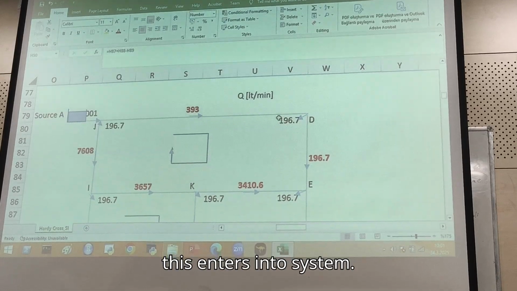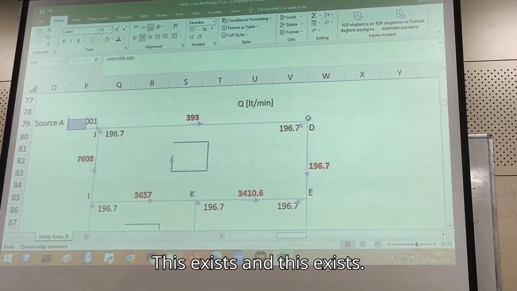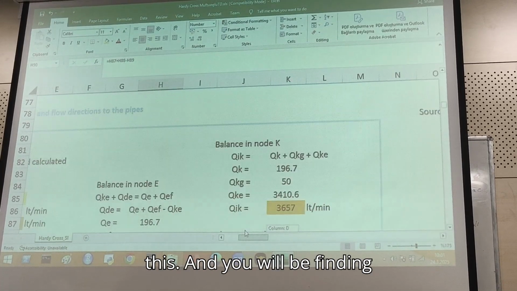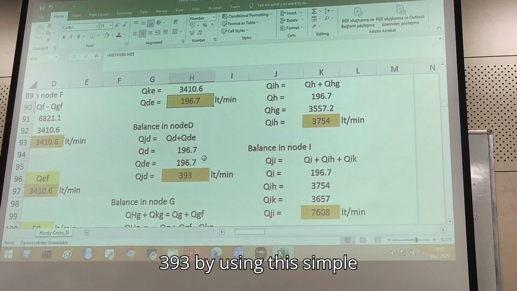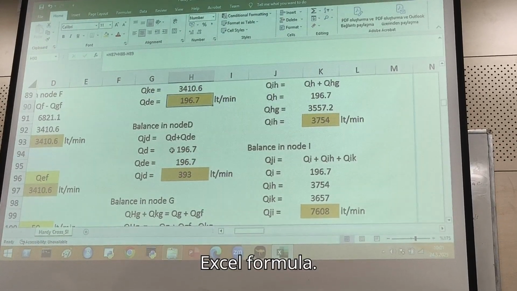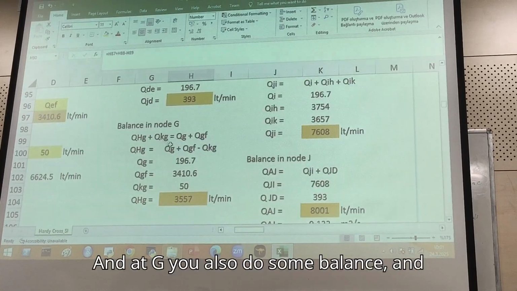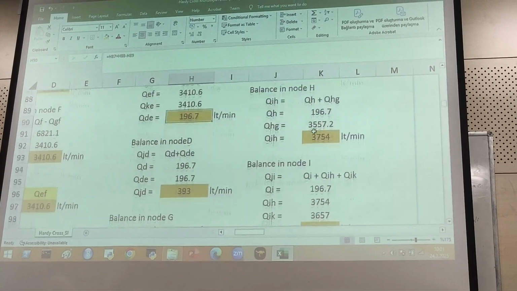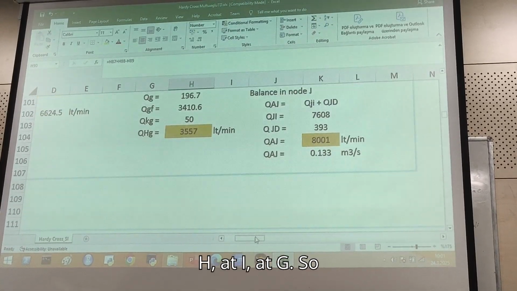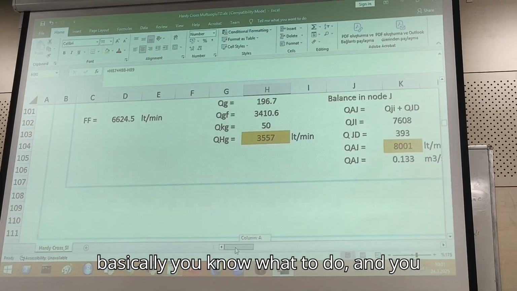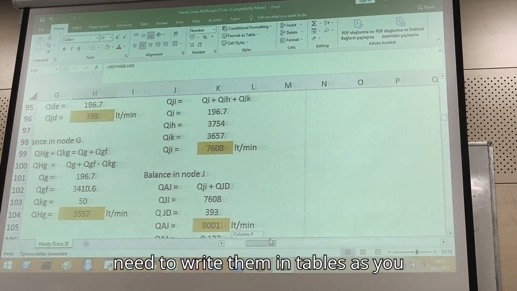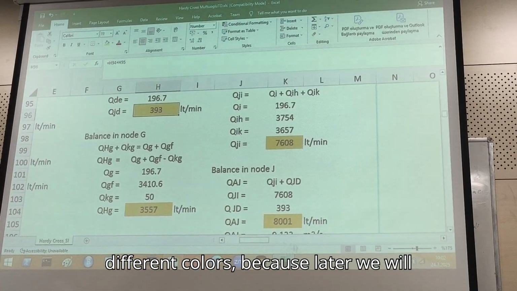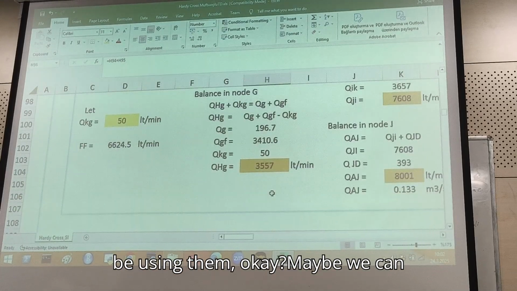This enters the system, this exits, and this exits. Therefore, these two will be equal to this, and you will be finding 393 by using this simple Excel formula. And at G you also do some balance. I'm going a little bit faster at K, at H, at I, at G. So basically you know what to do and you need to write them in tables as you do over here. And as you see, they are in different colors because later we will be using them, okay?